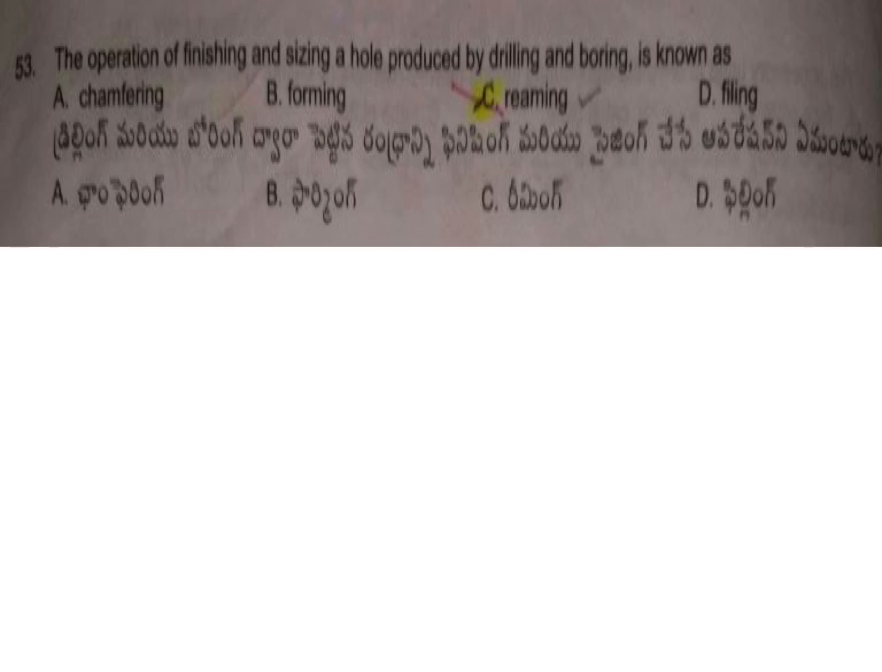The question is, the operation of finishing and sizing a hole produced by drilling and boring is known as: A chamfering, B forming, C rimming, D filling. Rimming is the answer. This question was asked many times in PSU examinations. So rimming is the answer.